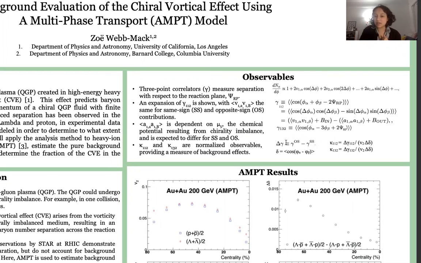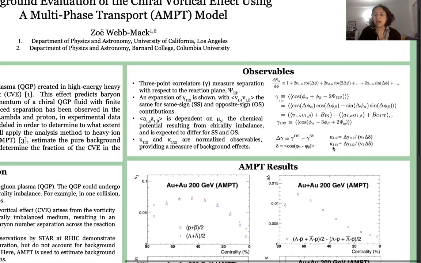Delta gamma here is the difference in gamma values for opposite sign and same sign contributions. So if delta gamma is non-zero, that represents a measure of baryonic separation. Then we also have another correlator, gamma 132, which is shown again just below gamma 112. This provides a measure of background effects. Likewise, our kappa values here also provide a normalized measure of background data.